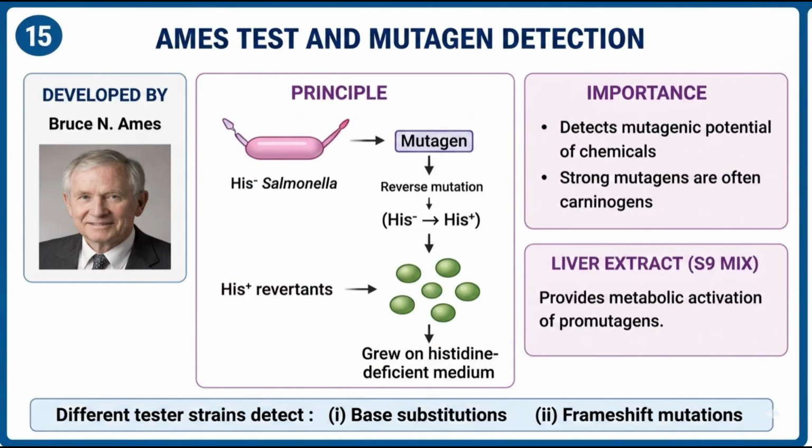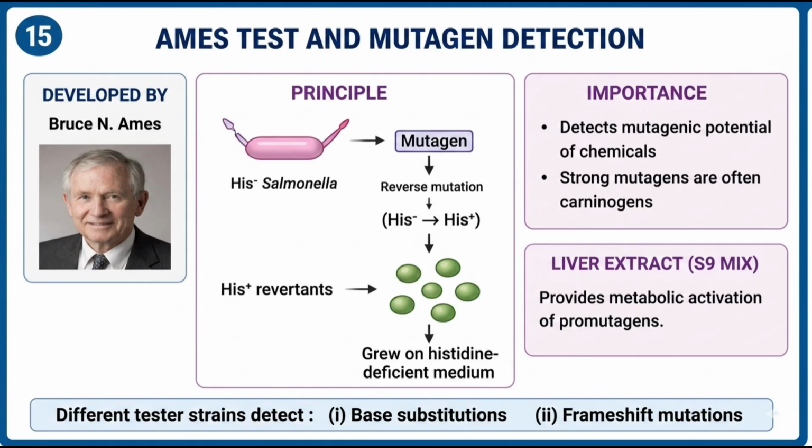Ames test and mutagen detection. The Ames test was developed by Bruce Ames to detect mutagenic potential of chemicals. The test uses mutant strains of Salmonella typhimurium that cannot synthesize histidine. These bacteria are called His- strains. If a chemical induces reverse mutation restoring histidine synthesis, His+ revertants appear and grow on histidine-deficient medium.